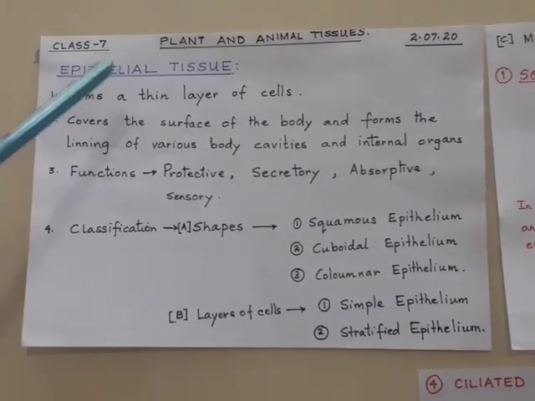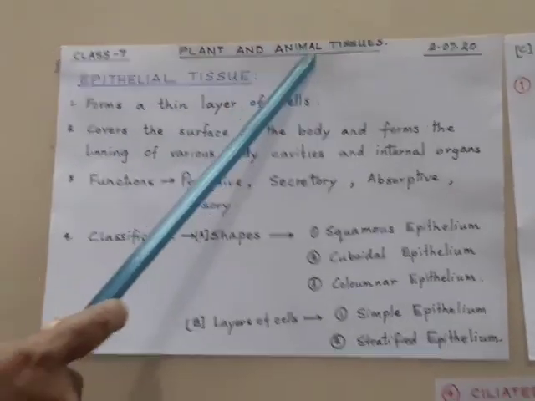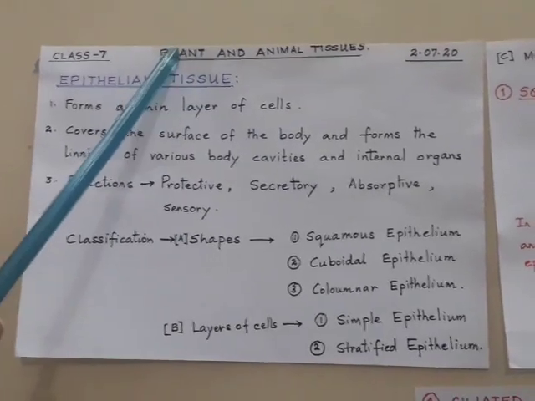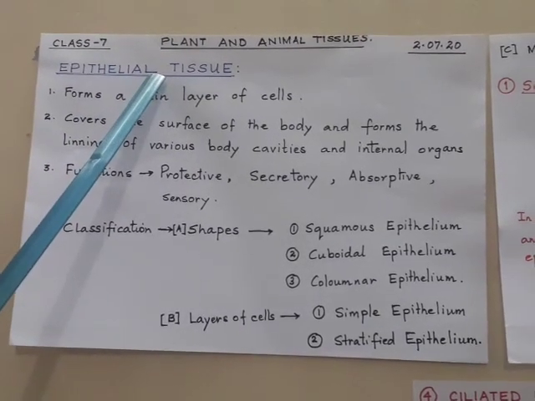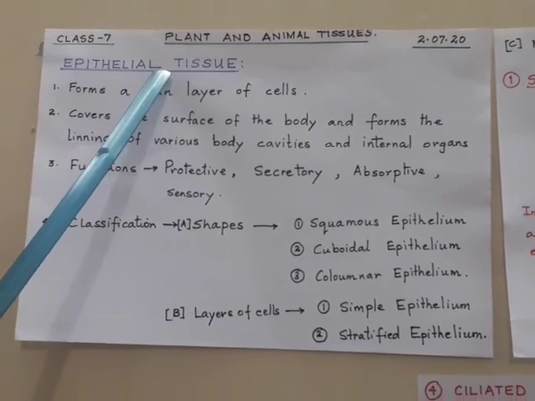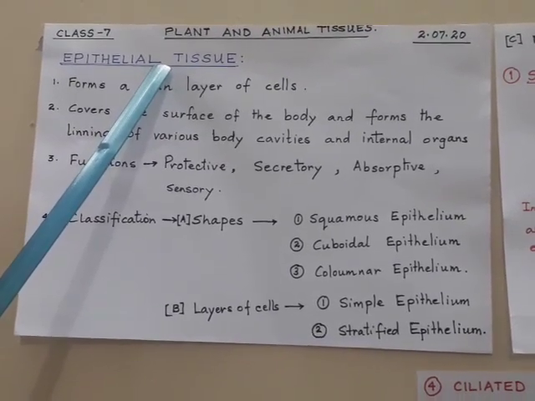Good morning, students. Today we will be starting with the animal tissues. We have already completed plant tissues. Now the first tissue which is under animal tissues is the epithelial tissue.